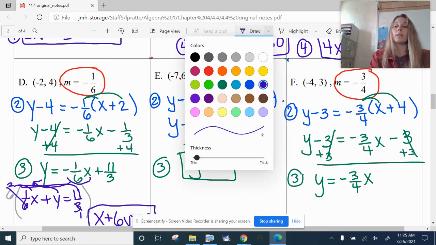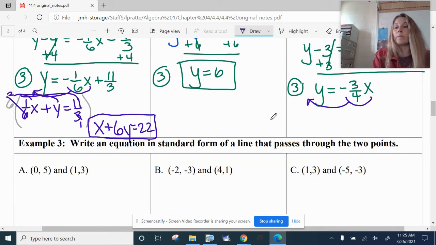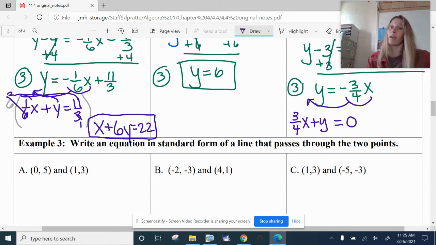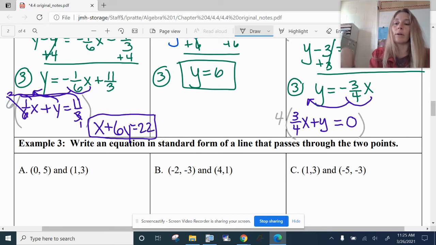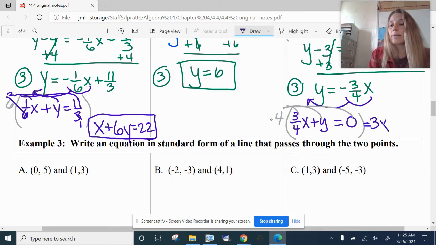So when I go to do my standard form, and I want to move this over to the other side here, just be careful, because when you move that over, 3/4 x plus y, you might be like, well, wait, what's on the other side? There's nothing there, so you have to put in that 0. And then, of course, you would distribute the 4 to get rid of that fraction. Make sure you distribute it to everything. And you end up with 3x plus 4y equals 0.